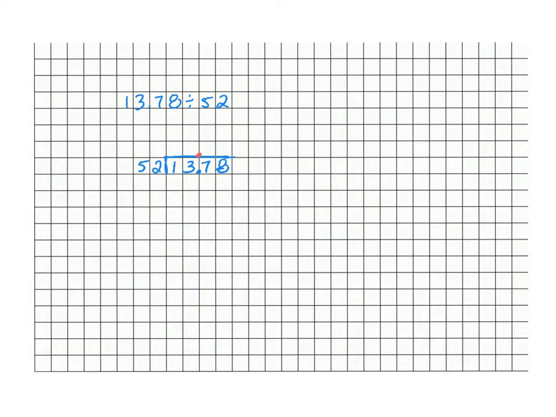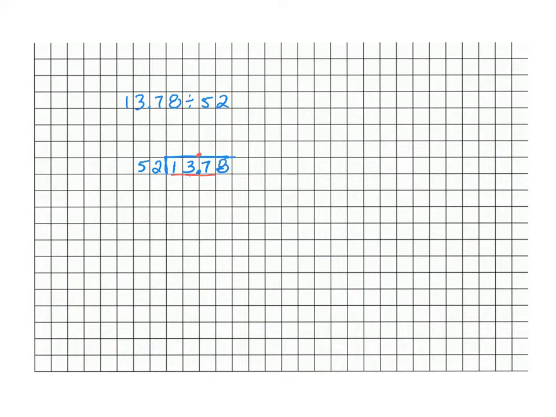Now I'm going to ask myself, how many sets of 52 are there in 1? There aren't any. And if I do 13, there aren't any. So I have to go all the way to 137. This is why I think it's important to use graph paper sometimes, because I need to make sure that whatever digit I'm going to have in my quotient goes above the 7.